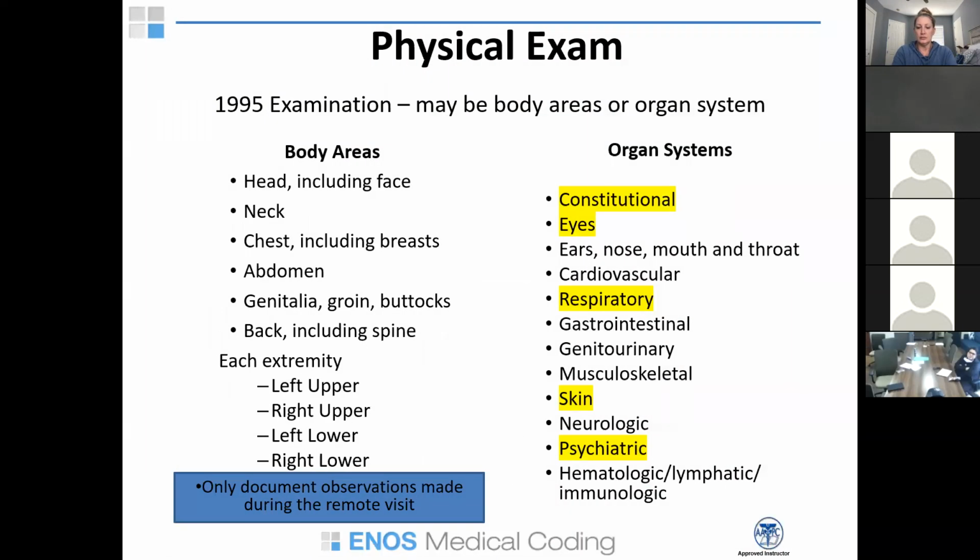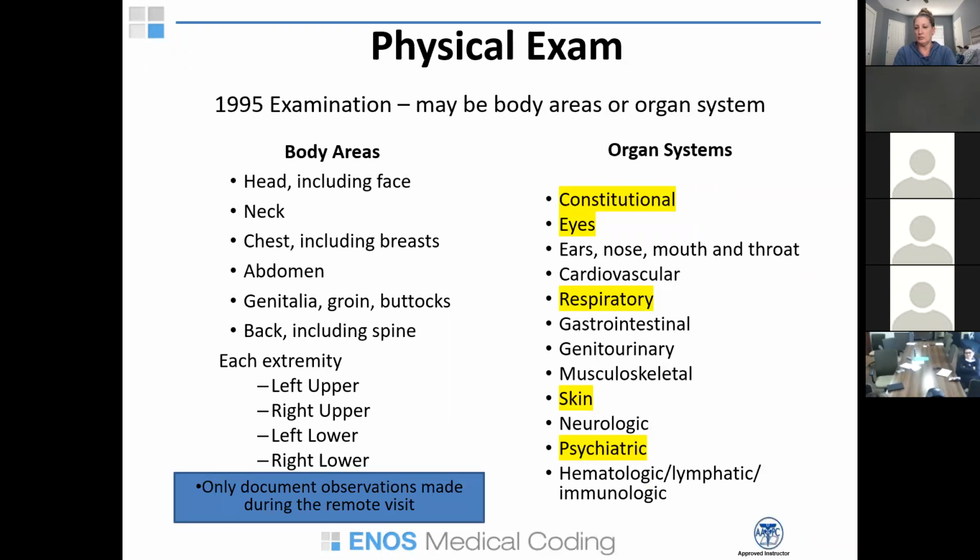You do have to have some physical exam if it's possible, because the patient is in front of you on video. Only document observations that were made during the remote visit. If a patient can report to you any numbers such as height, weight, blood pressure because they have a simple blood pressure cuff at home or a pulse oximetry, then you can count that towards vital signs. Or constitutional can be a statement of the patient's general appearance.